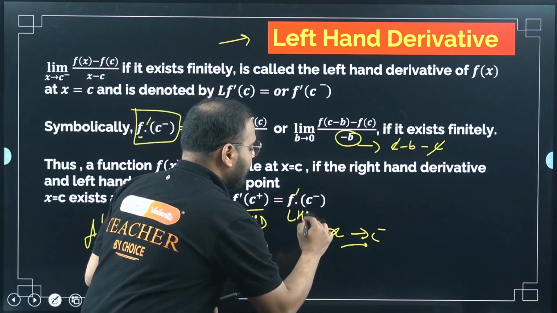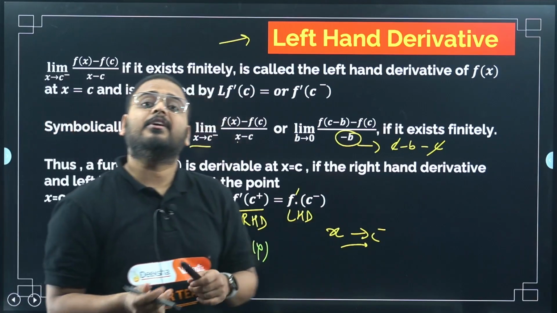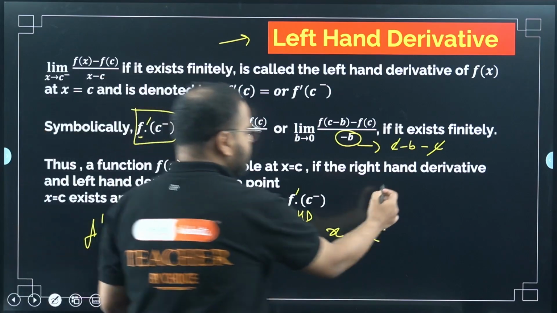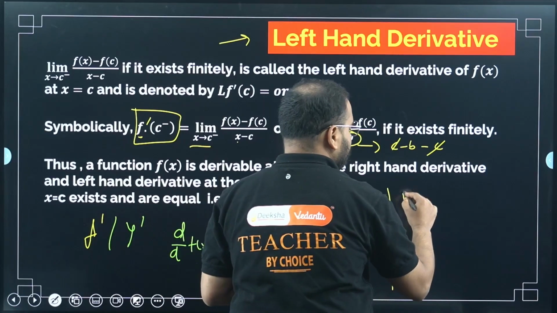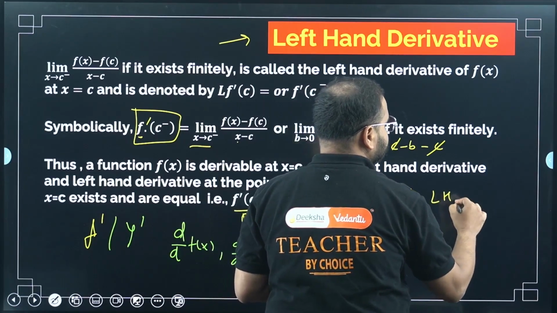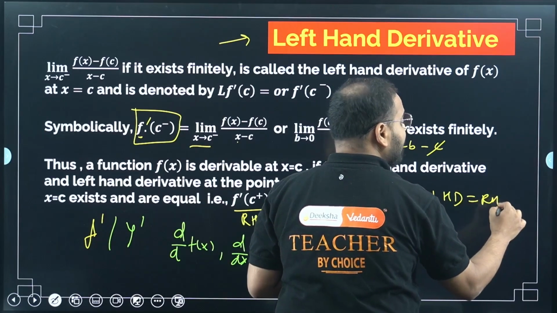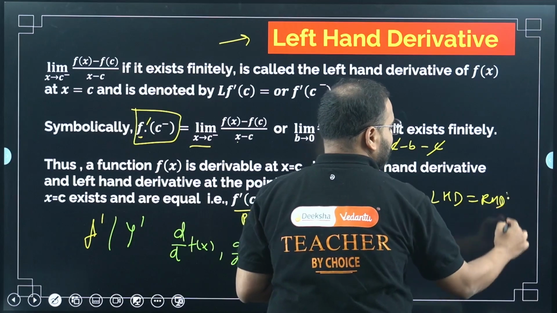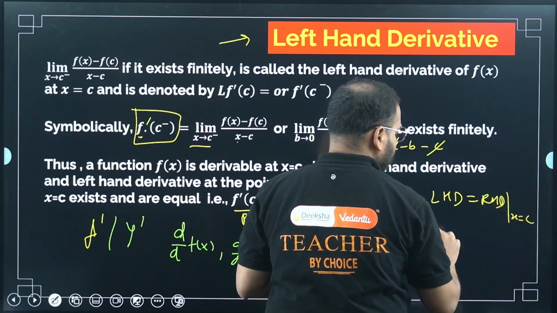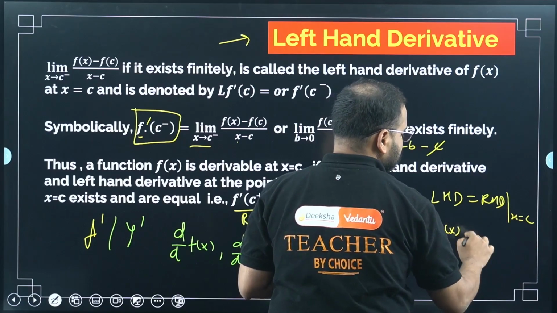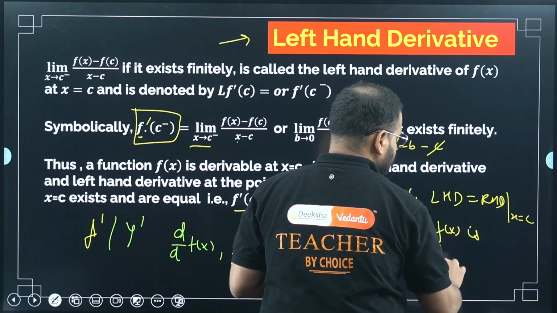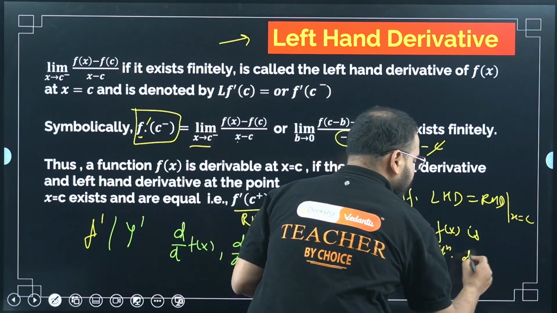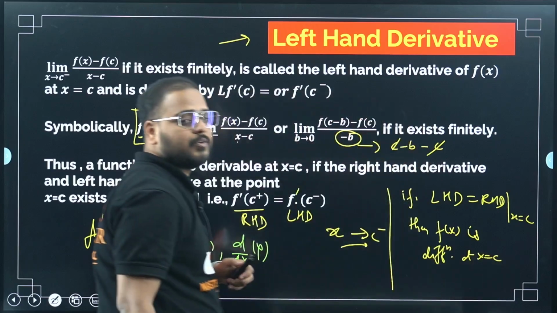So whenever we have this left hand derivative and right hand derivative equal to each other, then we can call the function to be differentiable. Basically, to summarize, if LHD is equal to RHD, then at, let's say, x equals C, the function f(x) is differentiable at x equals C.